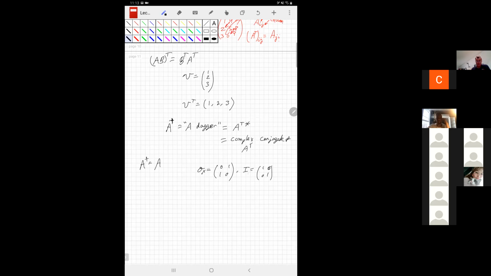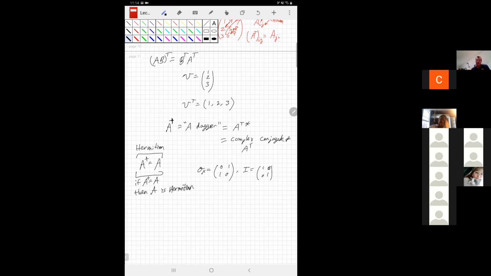Dr. Schnall, would that be A dagger equals A transpose for a real matrix? For a Hermitian matrix, if A dagger equals A, then A is Hermitian.